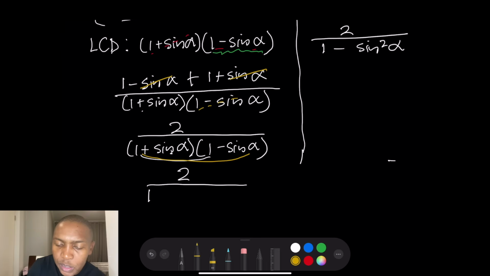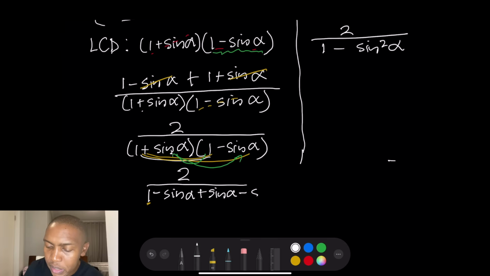So that was 1 multiplied by 1, which gave us that 1 there. And then 1 times minus sine alpha, which would be minus sine of alpha. Just trying to show you how we get the difference of two squares there. And then we've got, I'm going to make it in green, sine of alpha times 1. That will give us the sine of alpha. And finally, you've got sine of alpha multiplied by negative sine alpha. And that should give us minus sine squared of alpha.